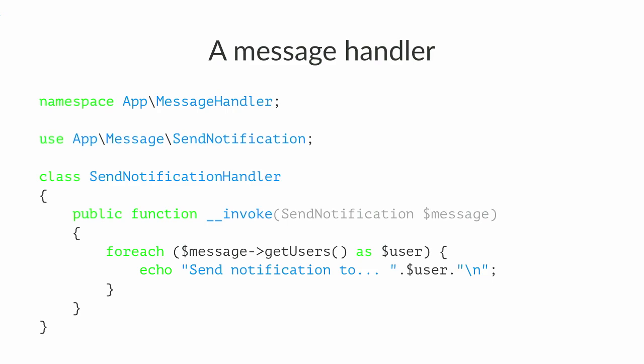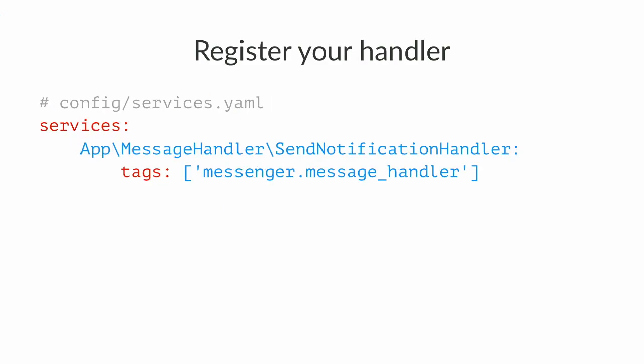Once you've created the handler, you need to register it. So the first thing, we used to do that all the time. You just create a service, and you put a tag, messenger.message_handler. Then it will tell Messenger, hey, I've got a handler. It's going to do a bit of reflection, look at the type hint of the actual invoke method and wire that thing automatically.